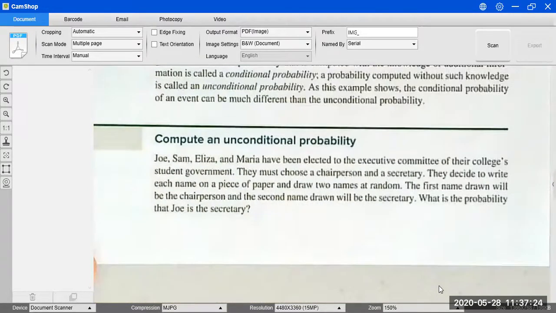So let's see. You have four people, Joe, Sam, Elisa, and Maria. They have been elected to the executive committee of their college student government. They must choose a chairperson and a secretary. They decide to write each name on a piece of paper and draw two names at random. The first name drawn will be the chairperson, and the second name drawn will be the secretary. What is the probability that Joe is the secretary?